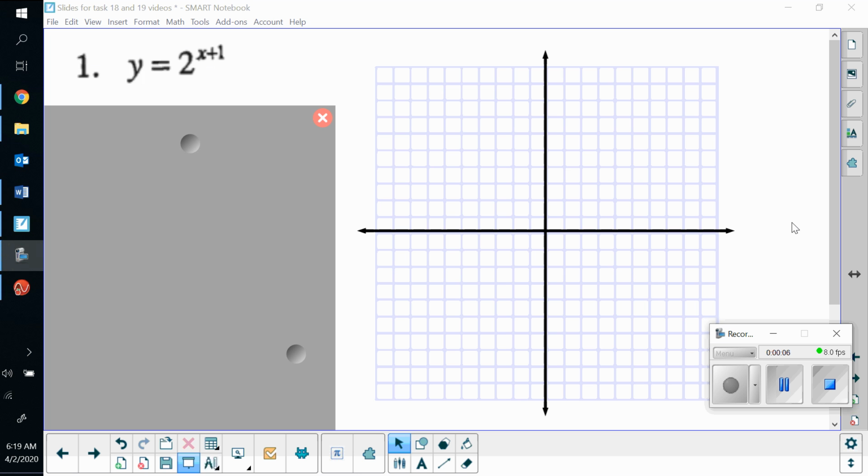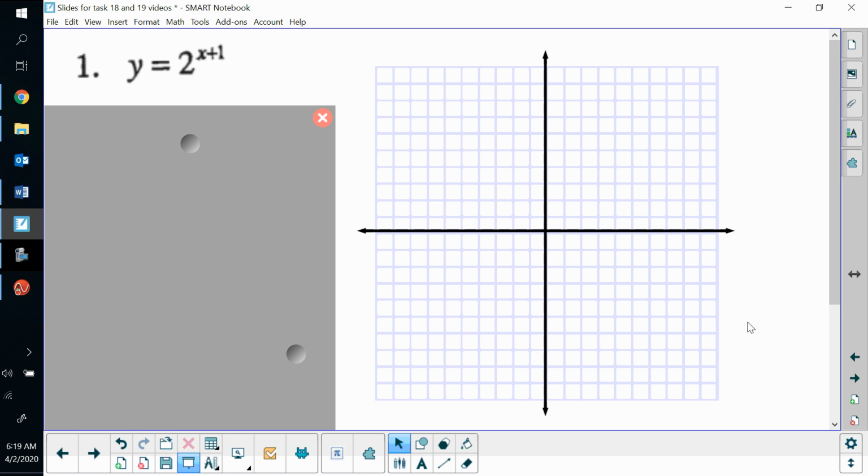So in this video, we are going to be on packet page 3, so you can have that up as a reference and be looking at the problems. The link is right on Schoology, right under the task that has the entire package of the PDF, so you can have that up and looking at it.